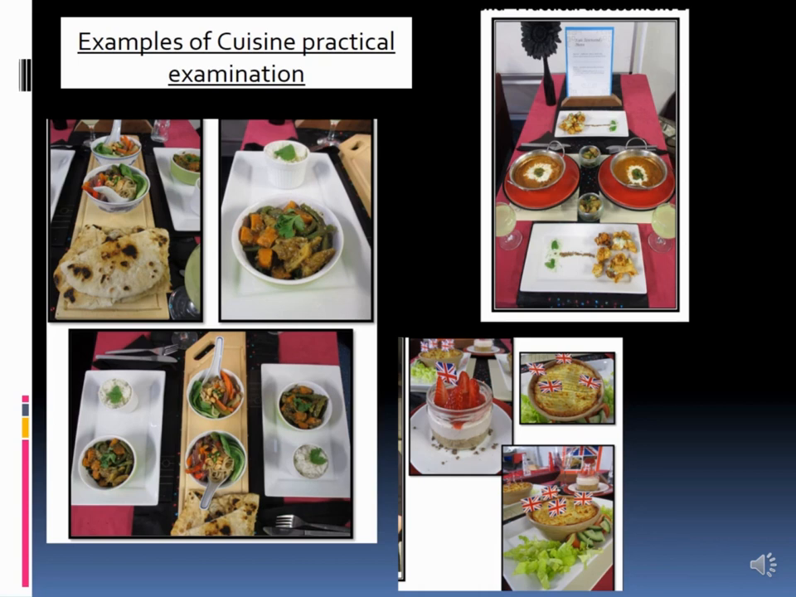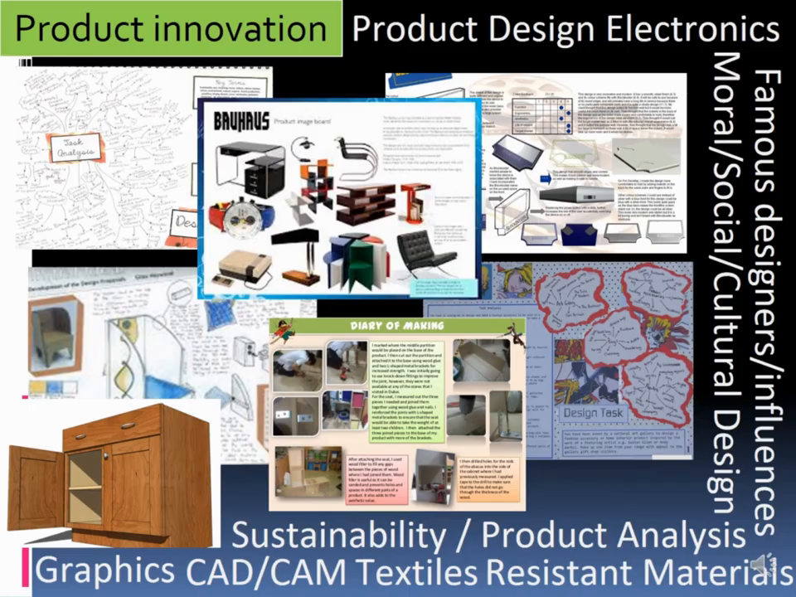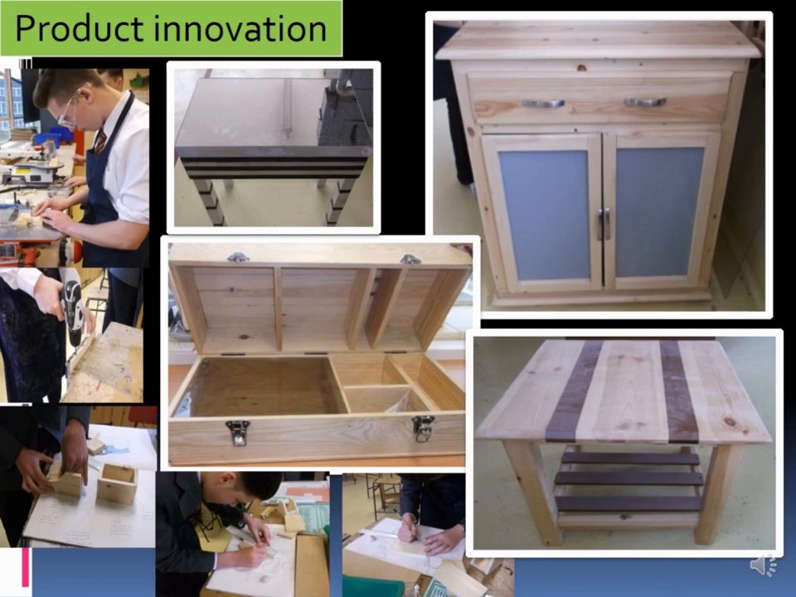Here are some examples of the cuisine practical examination. So this is part of the coursework and the practical, which is worth 50%. Some years you have to produce a 2-course, some years you have to produce a 3-course menu. So you'll design it and then manufacture it and plate it up. Here's some examples of our product innovation work. You can see some of the pages of the coursework. They're very in depth, very much working around problem solving, CAD designing, looking at target audiences. Here's some of the practical work that has been produced previously.